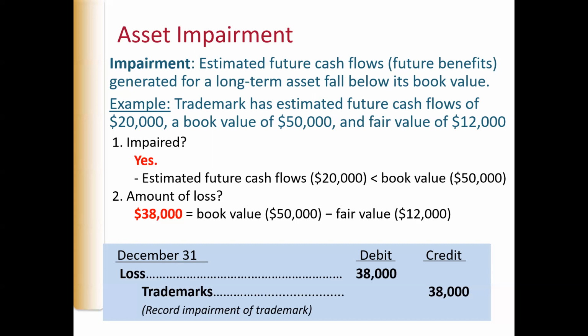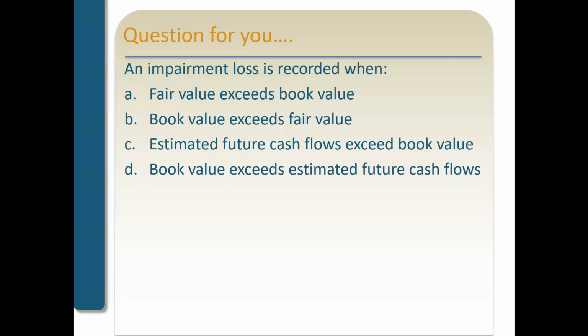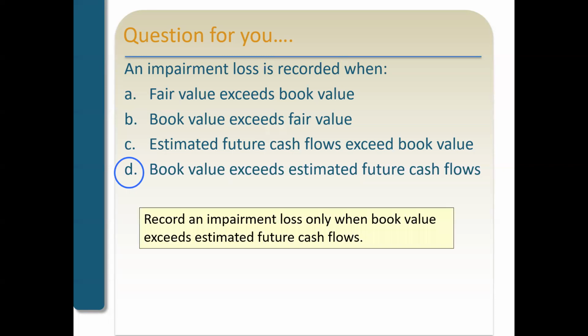Remember, the first step is to check for impairment. If it's impaired, then we look at how much the book value is greater than the fair value of the asset. An impairment loss gets recorded when the book value exceeds the estimated future cash flows. It's the only time we're going to record an impairment loss.